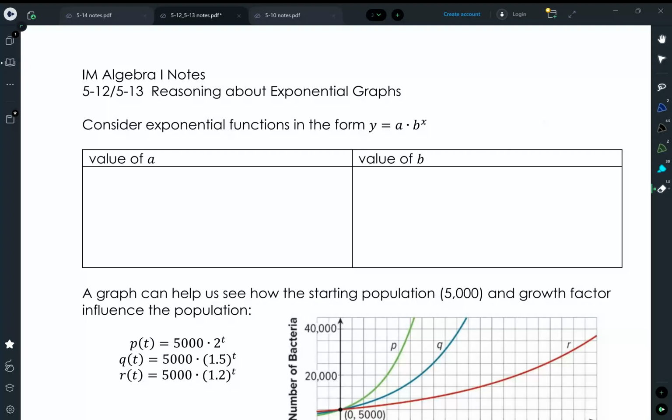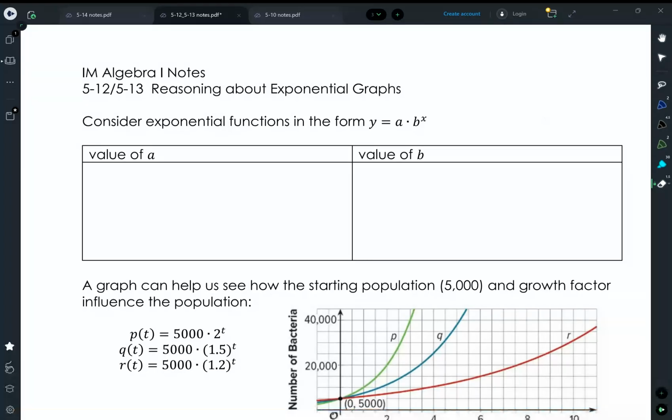Hello class, these are our notes for Algebra 1. Today's sections are 512 and 513. We are reasoning about exponential graphs. So a lot of this is going to seem like review today.